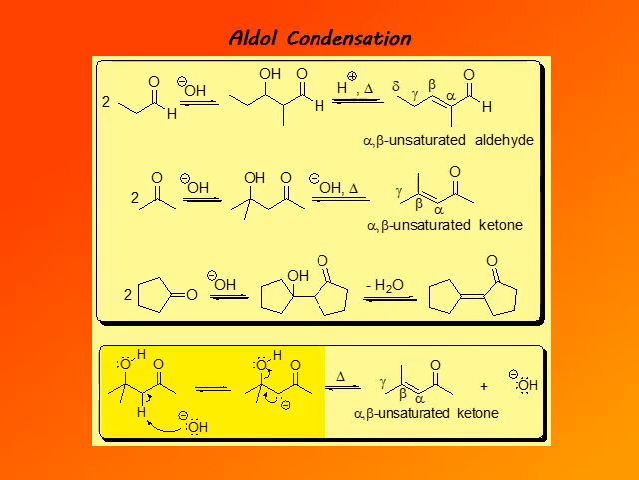anion. So the electron pair on the alpha carbon forms a carbon-carbon pi bond, and that's accompanied by breaking of the carbon-oxygen bond, and that results in the formation of an alpha-beta unsaturated ketone. So a molecule of water is eliminated first in the deprotonation step as H+, and then in the loss of hydroxide, OH-.